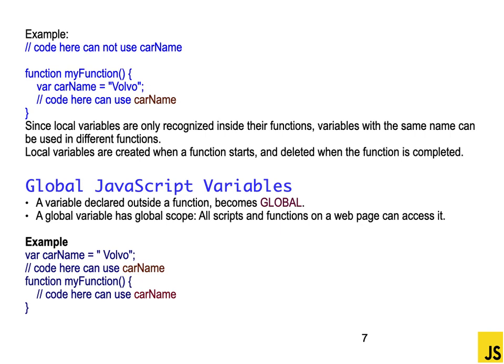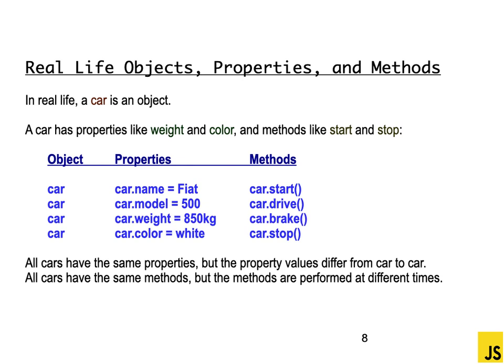So it is having a global scope. Okay. Now, real life objects, properties and methods. These are some examples of how objects, properties and methods are associated with some real life entities.